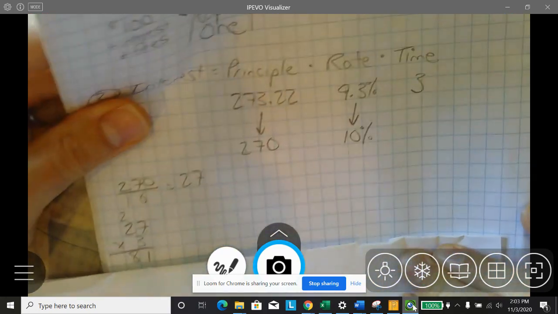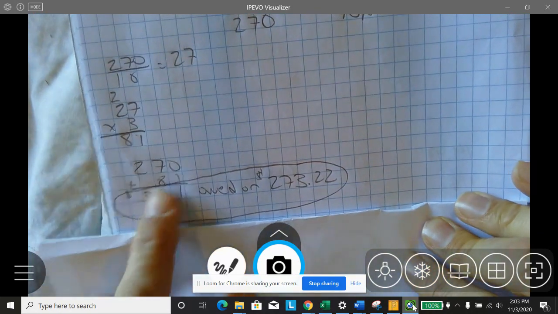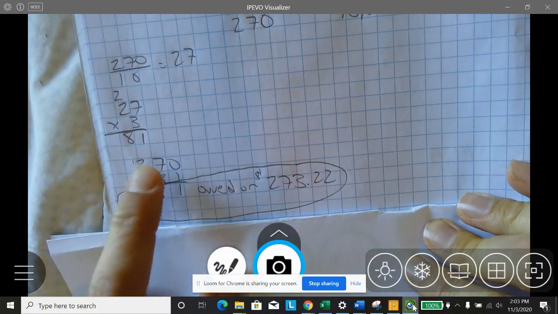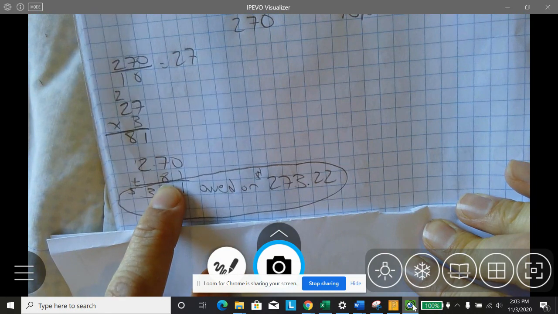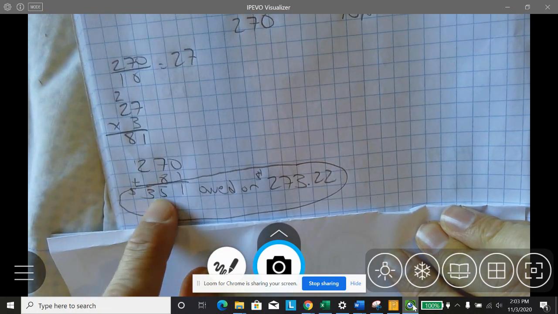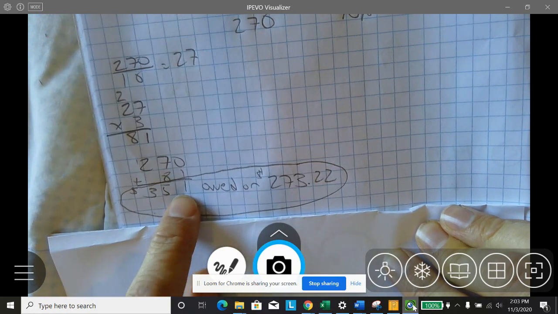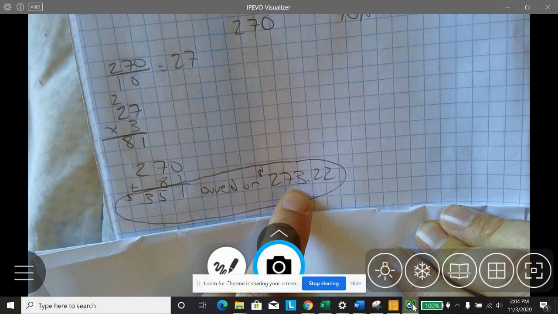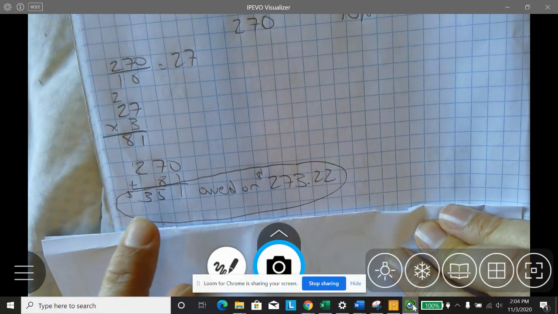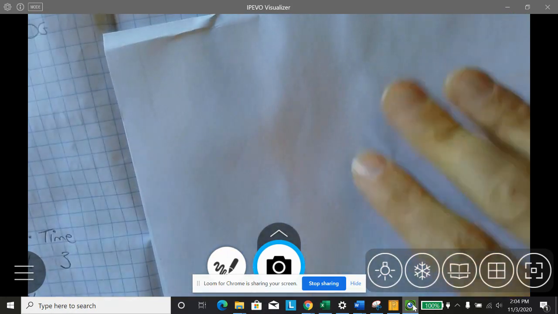What does that mean? Well, that means that I have to pay the $270 back, right? Because that's how much I bought, plus about $81 in interest. And when you add that up, carry the 1, you get $351. So I owe $351, even though I only got $273 worth of stuff, because it took me too long to pay back. Let's look at another example.